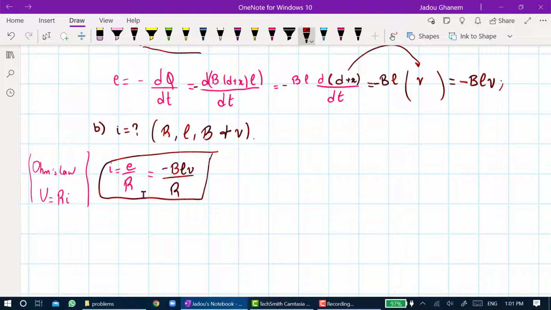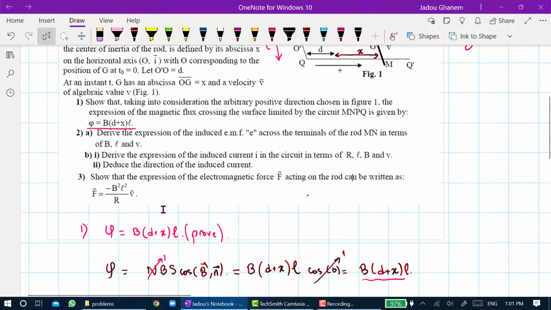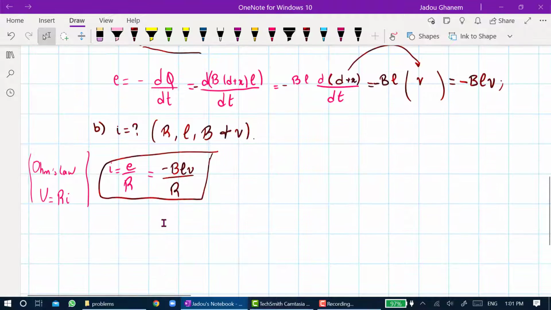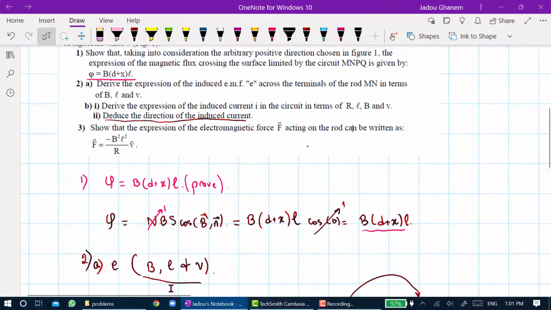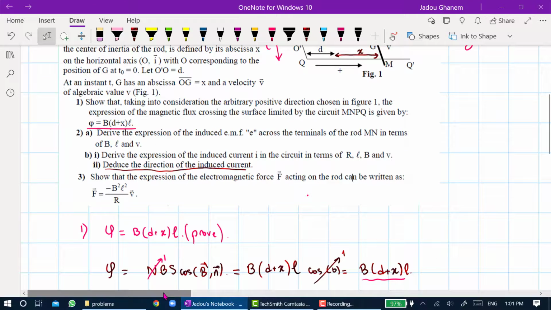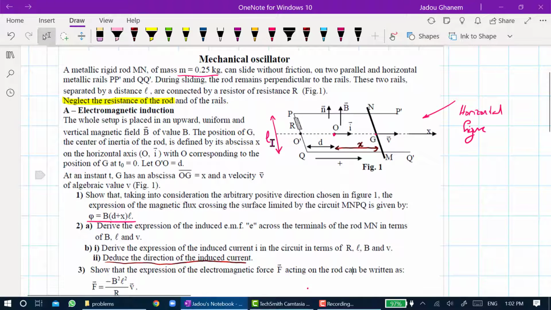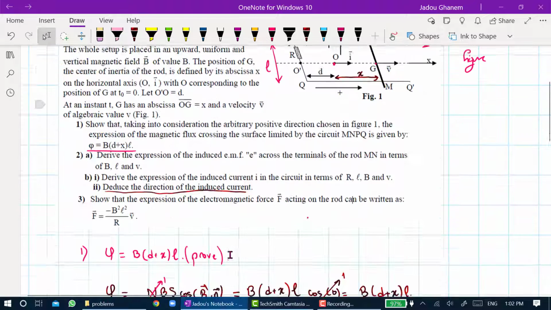What can we say about the negative sign of this current? We'll comment on this in the next part. Look here, in part B, part 2, they said deduce the direction of the induced current. We must find I, so this is part 2 in B. What can we say about the direction of the induced current? Usually we can do this in two ways. The first way, which is easy, is to apply Lenz's law, and you will see if it's going to be moving clockwise or counterclockwise. But here, since they said deduce, we must use the previous part.